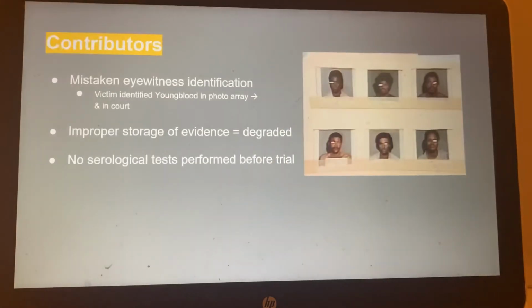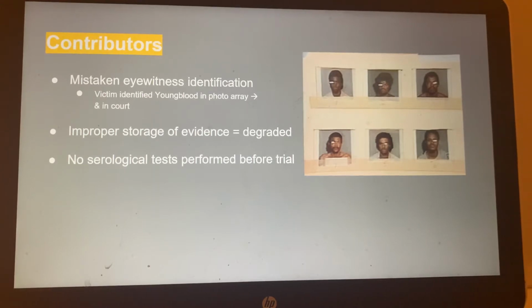Then we'll come back. So the first one is mistaken eyewitness identification. The victim identified Youngblood in a photo array, as you can see right there. There's an example. That's actually the one that he was given. And so we see Youngblood in the top right corner. The victim did identify Youngblood in that photo array before court, and in court he also identified him as well.